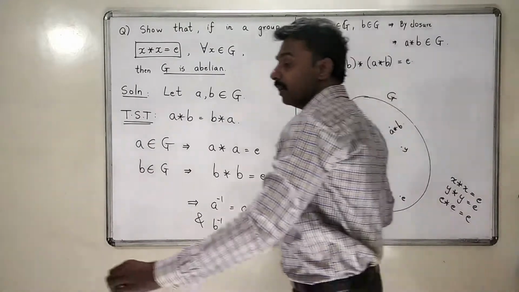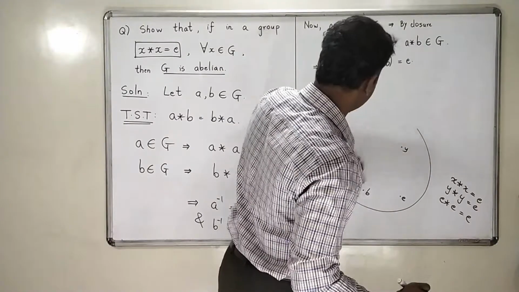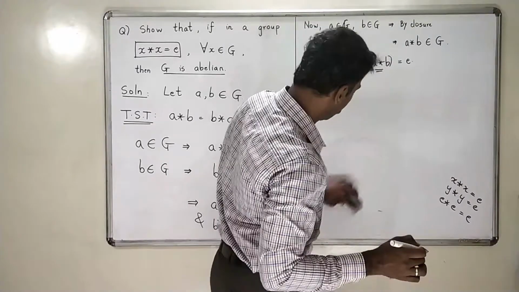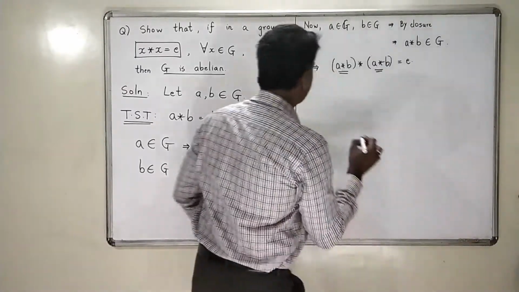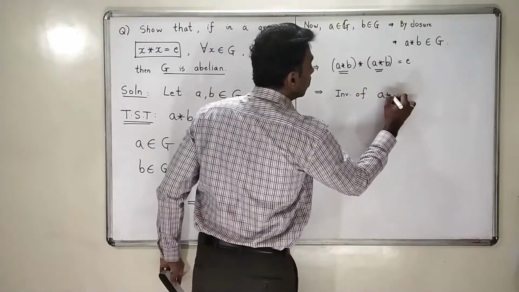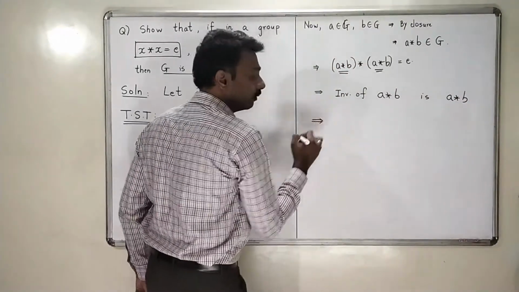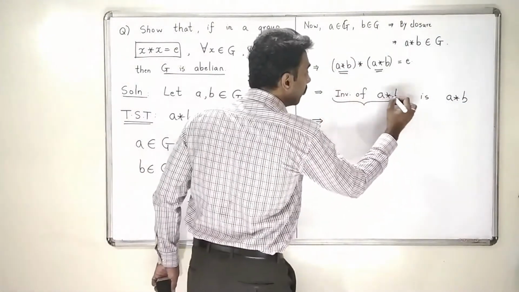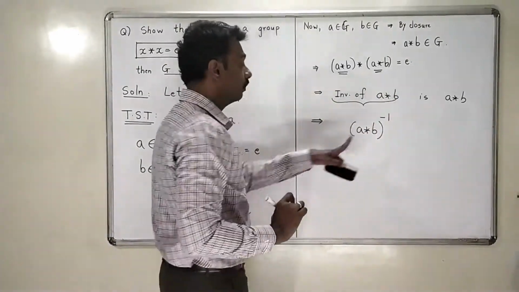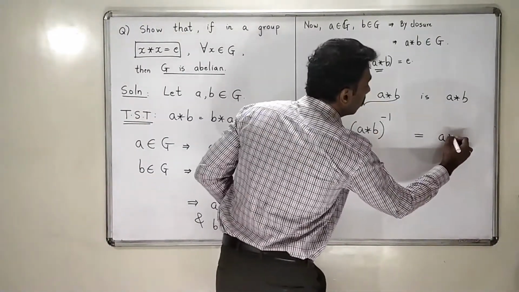Right? And now what is the meaning of this again? This means that, by this expression, who is the inverse of A star B? The inverse of A star B is also again A star B. So this means that inverse of A star B is A star B. Let me write it in mathematical words now. What is inverse of A star B? Means inverse of A star B is A star B.